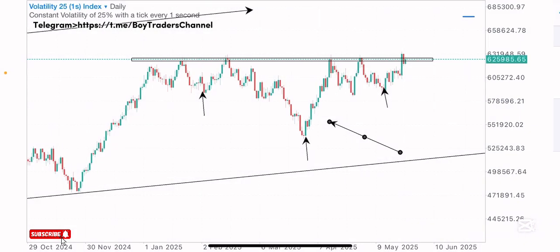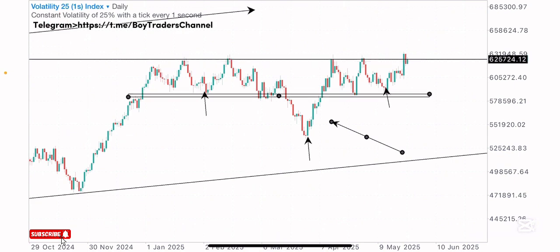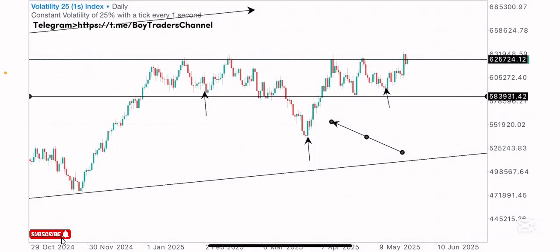So let's spot this neckline properly using this horizontal tool. We still have to identify some major levels on this index, and this level is one of those levels, seeing historical reactions, where price bought support here. So this is an important level we've got as well.